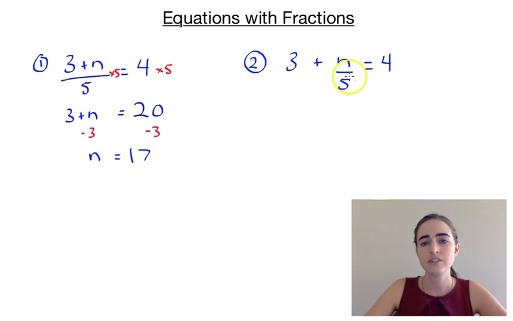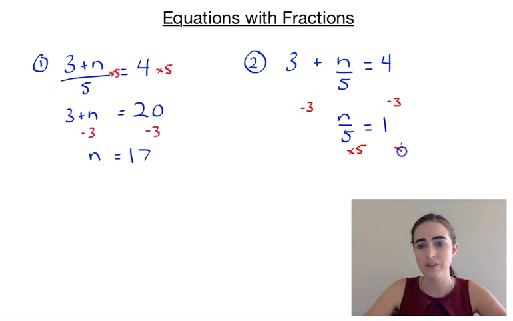So in this one, you could get rid of that 5 first, but it's probably easier to get rid of the 3. So we'll subtract 3 from both sides, and we'd end up with n over 5 is equal to 1. And then to get it on its own, we're going to multiply both sides by 5, and we'd end up with a final answer of n equals 5. So just be careful as to where your fractions are and what they're impacting.